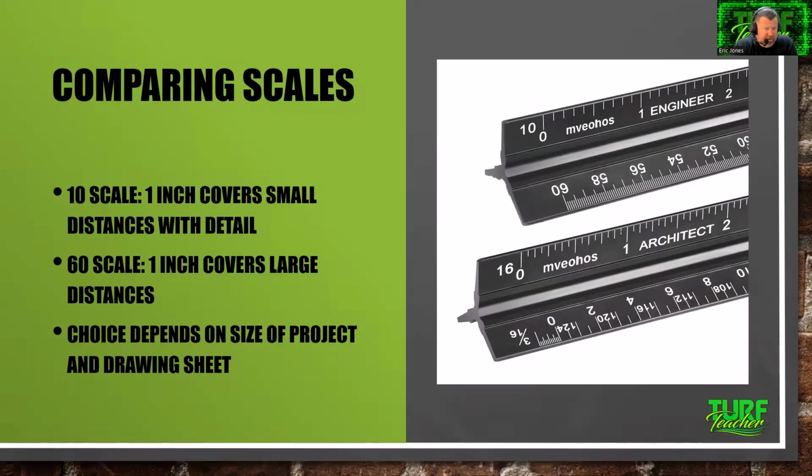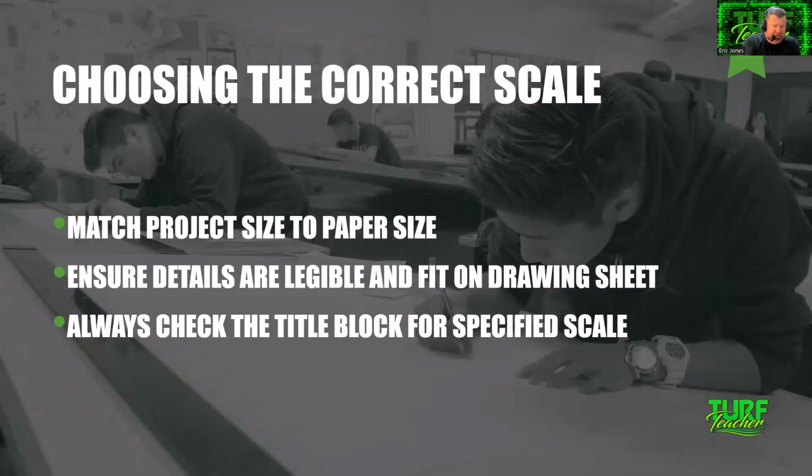Comparing the scales. 10 scale, 1 inch covers small distances with detail. 60 scale, 1 inch covers larger distances, and the choice depends on the size of the project and drawing feet. So basically, choosing that correct scale: match the project size to the paper size. Ensure details are legible and fit on the drawing sheet, and always check the title block for the specified scale.